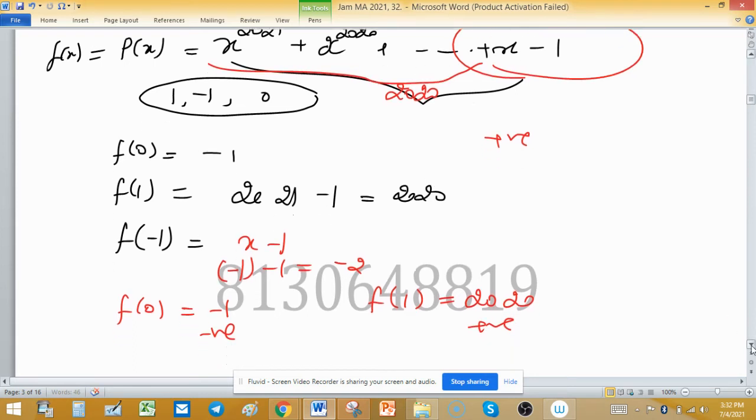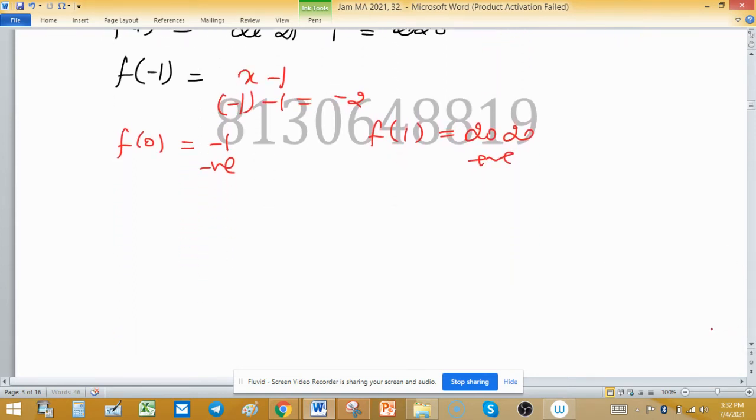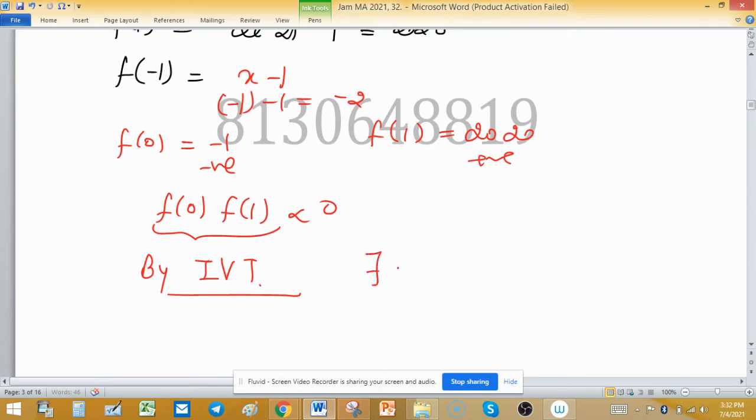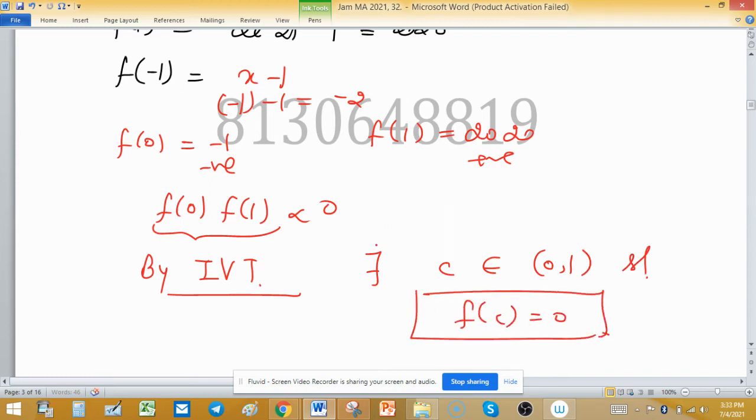As I already told you about the geometric interpretation of the intermediate value theorem, one is positive and one is negative, so f(0) times f(1) is less than 0. So using the IVT, or intermediate value theorem, we can say there exists a c between 0 and 1 such that f(c) is 0. So the existence of the root comes from the IVT.